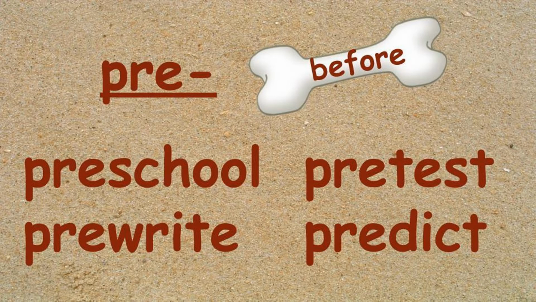Here are some words using the prefix pre that you already know because we use them in school. Pre means before. So preschool means when you go to school before kindergarten. When we're writing stories, we prewrite before so we can generate some ideas. Pretest means to test before. Sometimes teachers like to do that because if you already know it, we don't have to teach you the whole thing. And then every time we read a story, we predict before we read the story. We try to figure out what the story is going to be about before we actually read it.